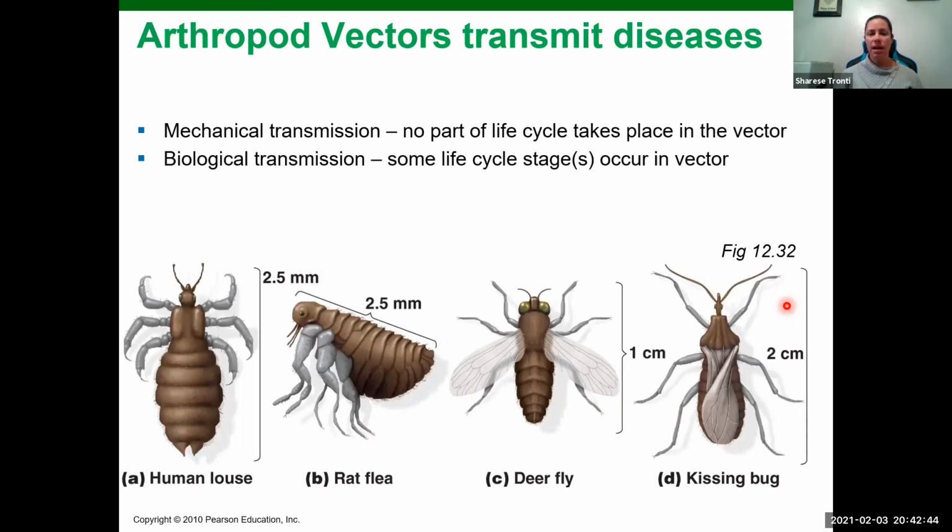We've already talked about the different types of vector transmission. So again, remember, mechanical transmission is where it's going to carry the pathogen on the surface of the vector, but it's not actually going to have a part of the life cycle inside of the vector. So that pathogen is not going to replicate inside the vector. It's just being carried on the surface of the vector. Whereas biological transmission is when the pathogenic species is replicating and it does have a part of its life cycle stage inside the vector.